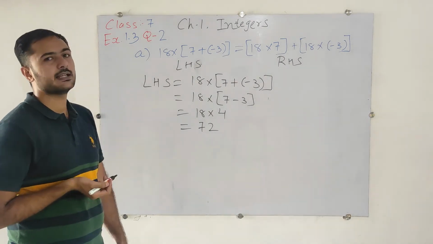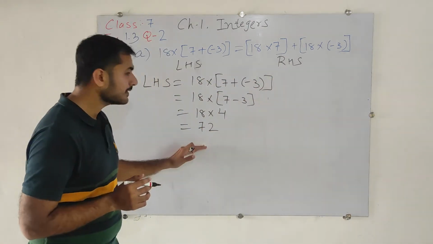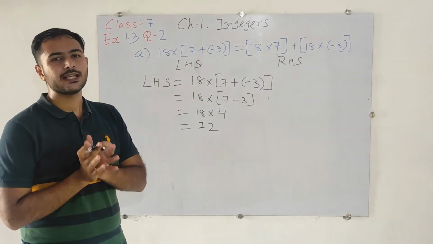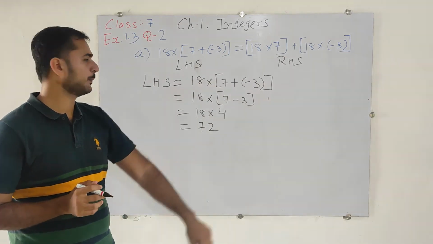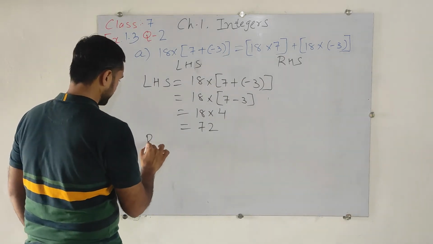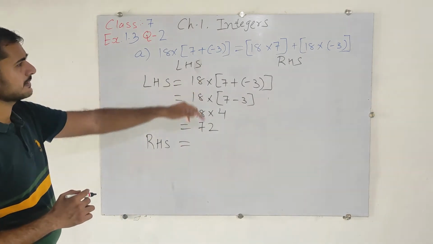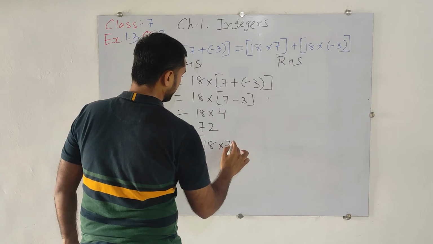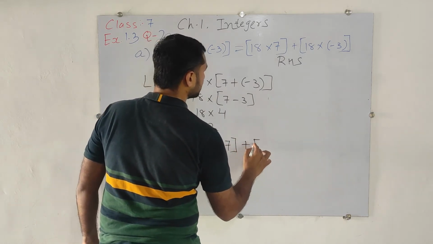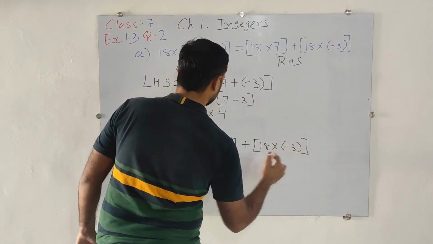Now we have to check whether, if we solve the RHS, we get the same answer. If yes, then we can say that it's verified, that the given statement is true. Now let's solve the RHS portion. RHS is equal to, what is given in RHS? There is a bracket 18 multiplied by 7, bracket closed, plus 18 multiplied by minus 3.